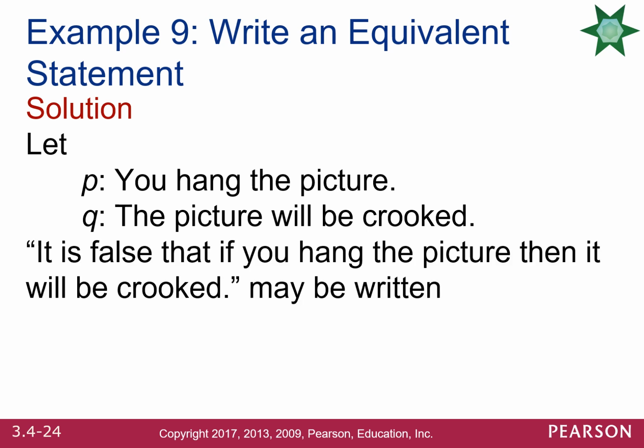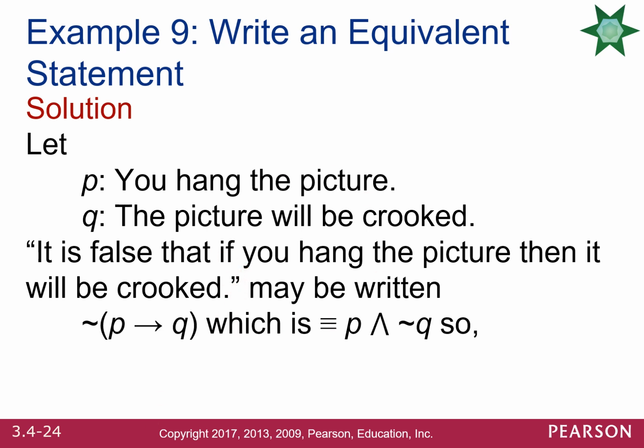So these were the two simple statements that we extracted from the compound statement that was given to us. Then in the next step, we have to write the compound statement, which was, it is false that if you hang the picture, then it will be crooked. We had to write that in symbolic form, correct? And the way they have written it is not, followed by if P, then Q. And the equivalence of that is P and not Q. All right, so we got the same answer when we did the work in the previous slide.